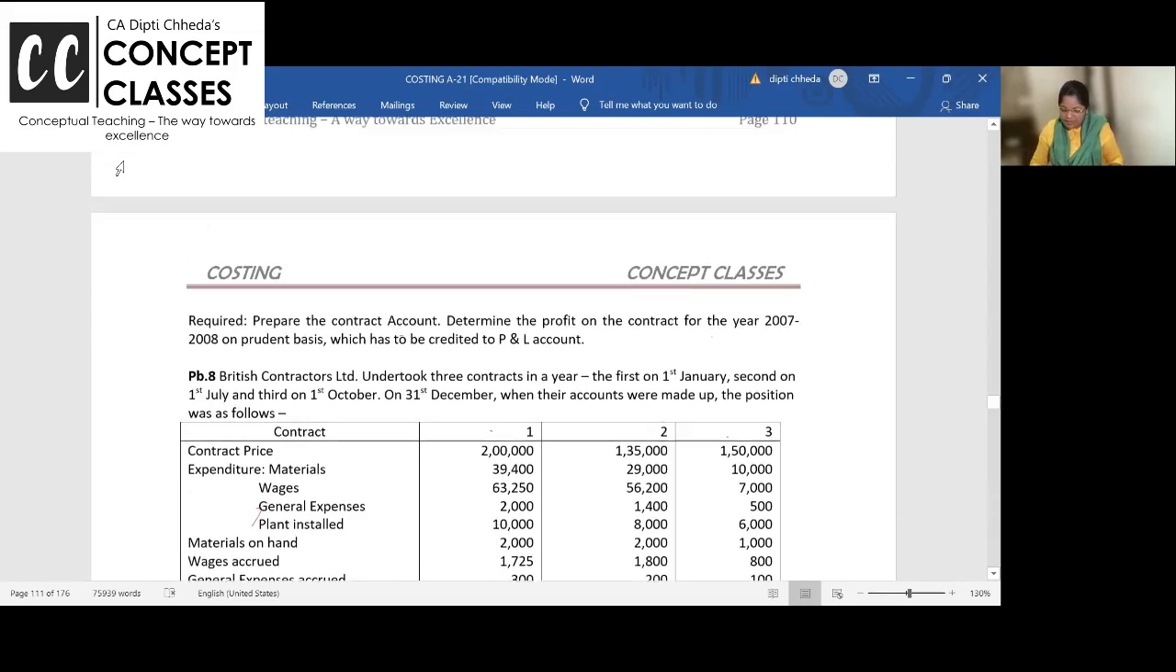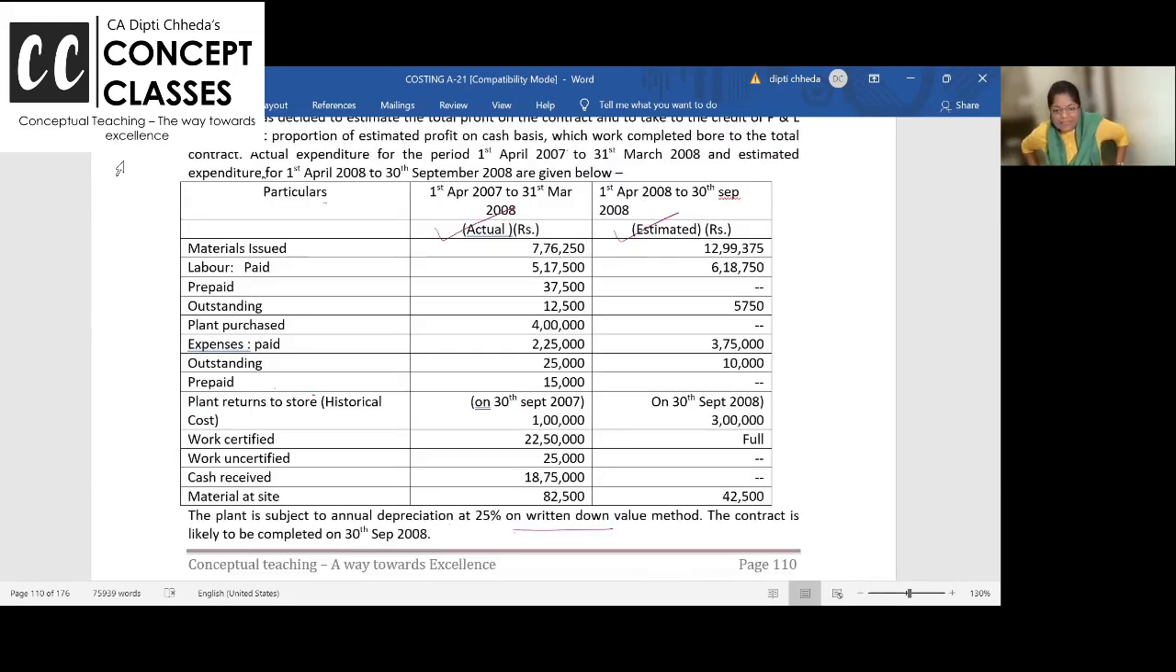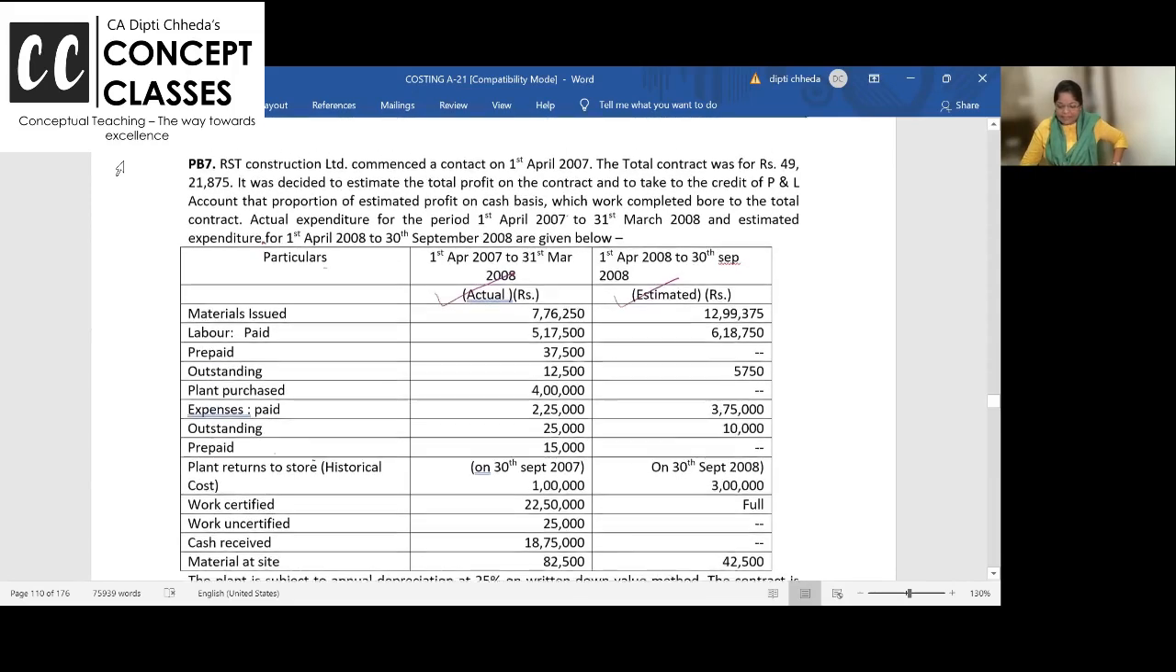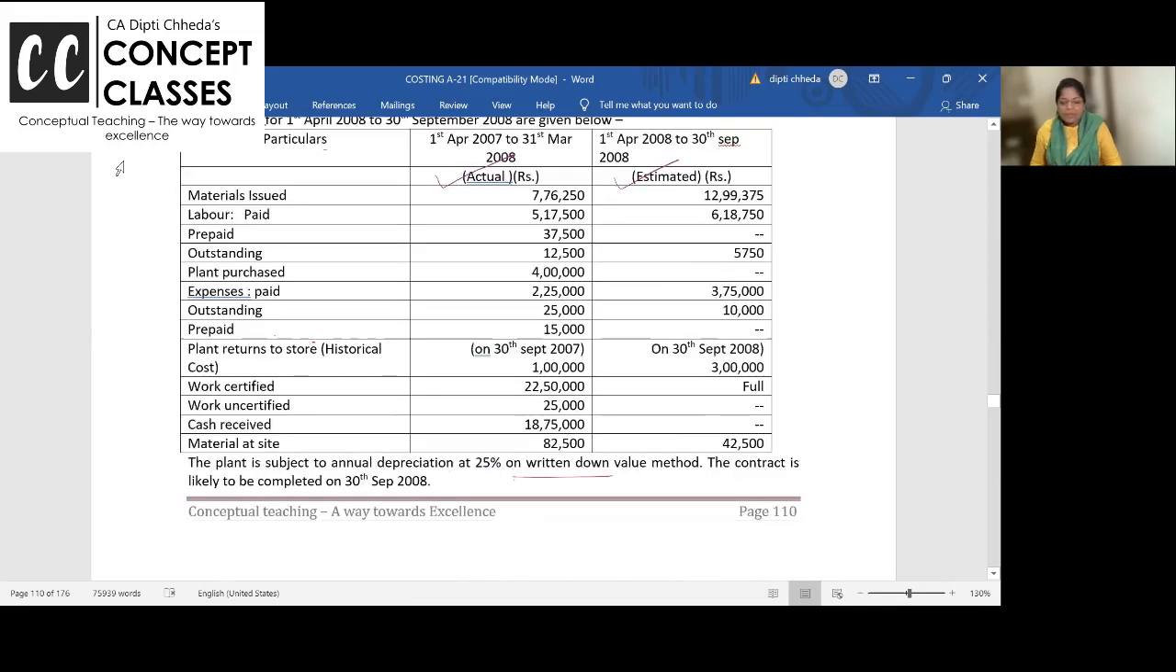Is reading the question clear to all of you? Now there is plant purchased and plant returned. Whenever plant is returned, you have to charge 25% depreciation on a per annum basis. Let us start with this. First, we will prepare the contract account for April to March. We will do that, then we will calculate for the next period.